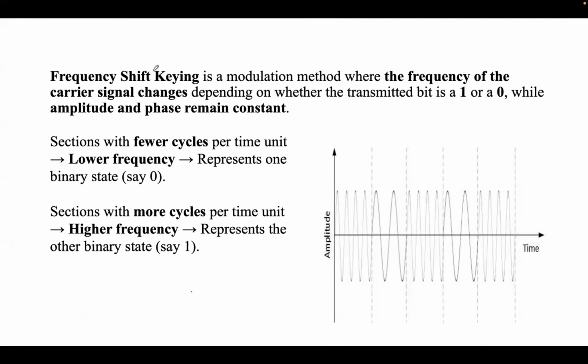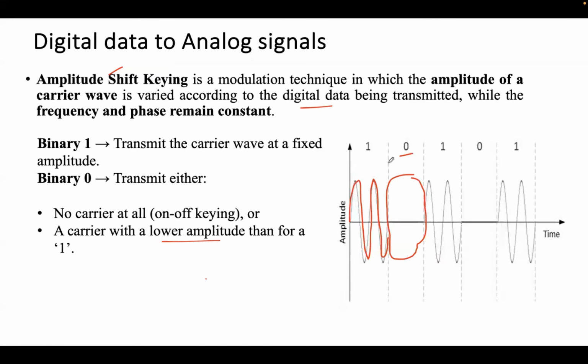The second method is frequency shift keying, a modulation technique where, based on the transmitted bit, whether it is 0 or 1, there will be a change in the frequency of the carrier signal. In the previous case there was a change in the amplitude, whereas here there will be a change in the frequency. In the diagram you can see that. Let us take the same binary data, 10101.